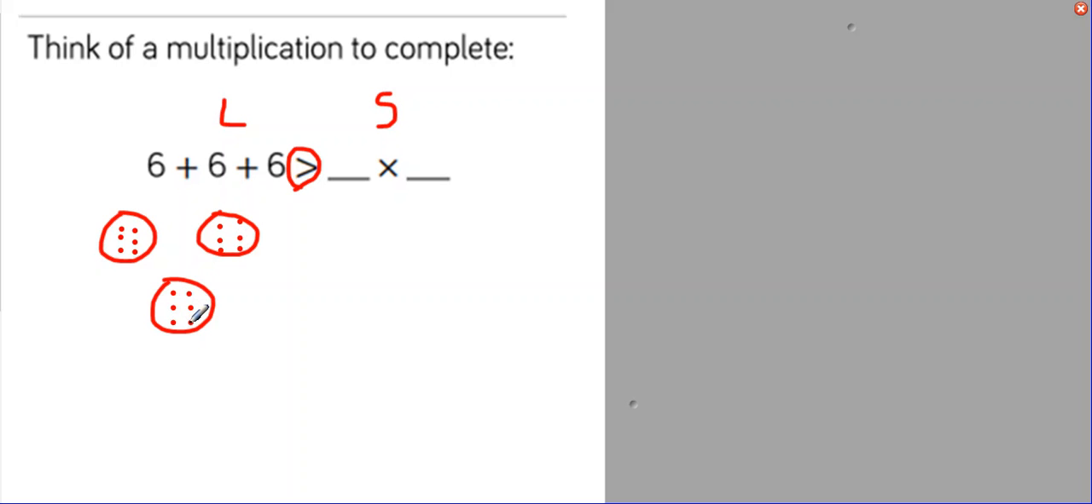Okay, so what I want to do here is I want to add them up first of all. So I want to add up how many are in each group. So altogether, 6 add 6 add 6 is 18. Okay, so I know that my multiplication on this side has to add up to less than 18 because remember, this is the smaller side. Okay, so what I need you to do is think of a multiplication that multiplies together and is smaller than 18. Use your pictures if you need to help you. Pause the video now and have a go.